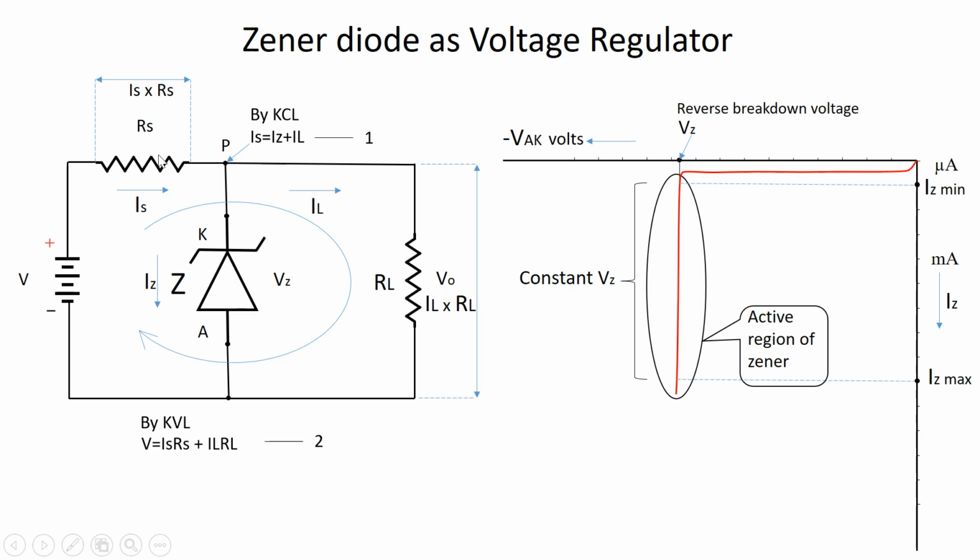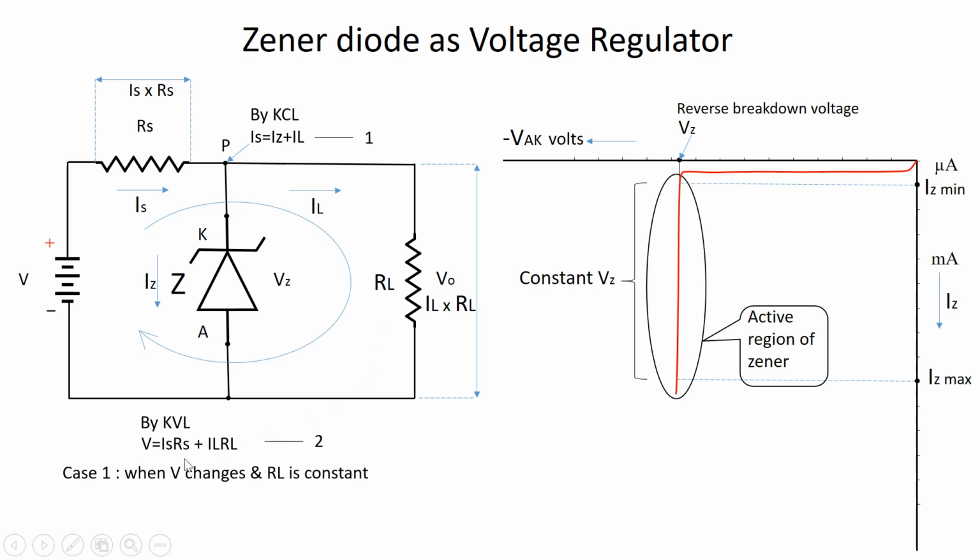The Zener diode along with this series resistance RS is beautifully controlling this voltage regulator action in the circuit. We will analyze the working of this circuit in two cases. The case 1, when the supply voltage V is changing, meaning fluctuating, and RL, the load resistance, is fixed.